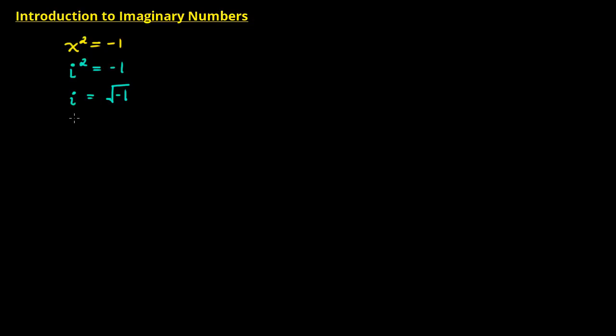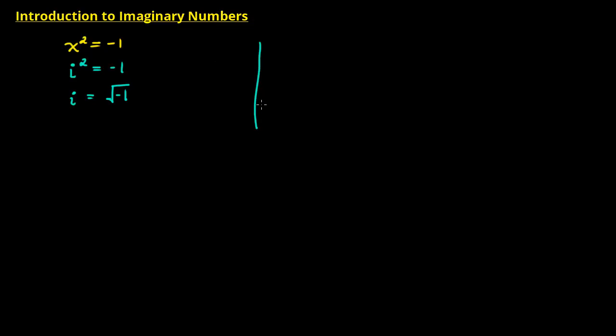First off, if I square i, I should get -1, because squaring is the inverse operation of taking the square root. The other thing is that this number i is in a different set of numbers than the real numbers. It's part of the imaginary number system.